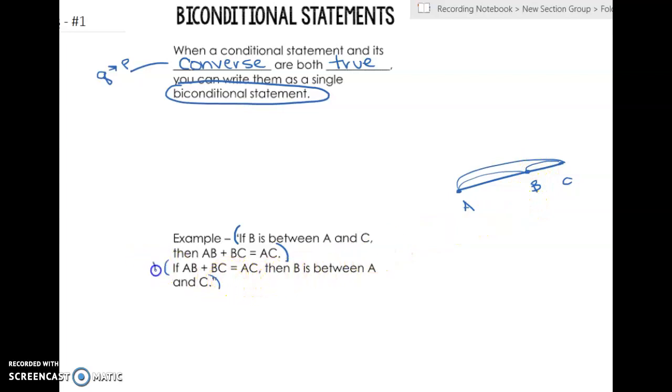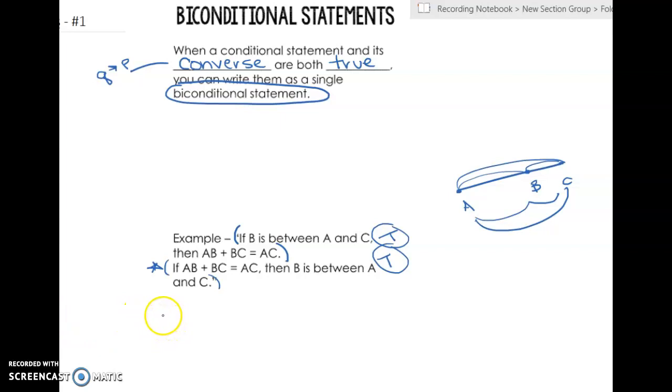All right, now if we look at this one here, it says if AB plus BC equals AC, then B has to be between A and C, which is also a true statement. So this is true and this is true. Now, because both the conditional statement and the converse are true, we can write this as a biconditional statement.